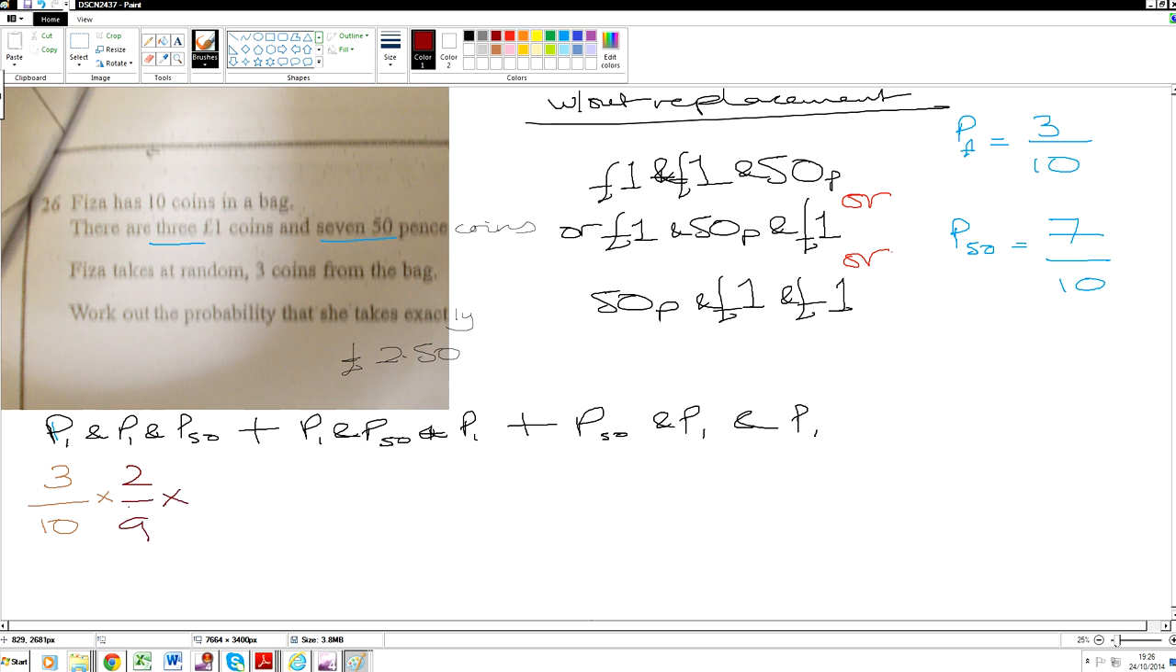Okay. Now, I've taken the second pound out. What's the probability of my first 50p? 7 over 10. No, 7 over 8, because you've only got 8 left. Exactly, because you're taking them out. So you have 10 in the beginning, then you have 9, then it's out of 8.